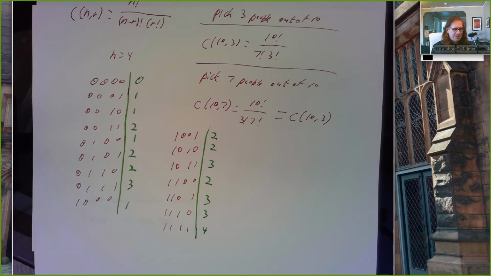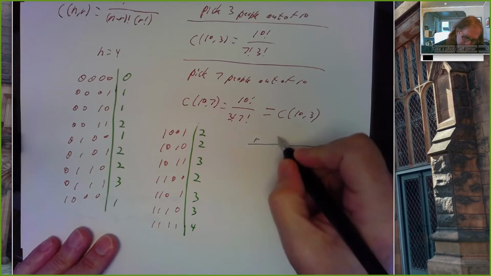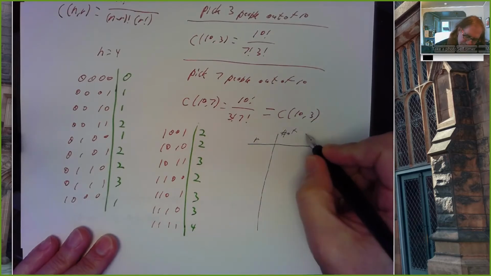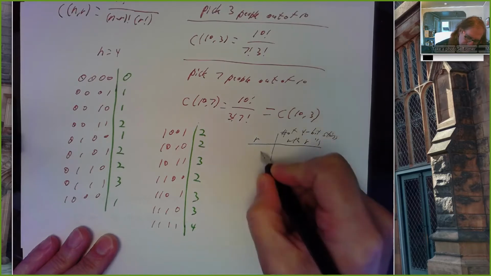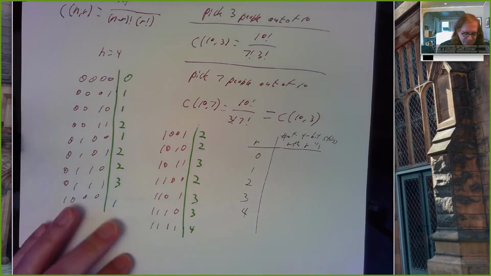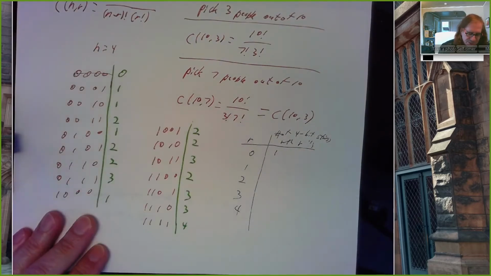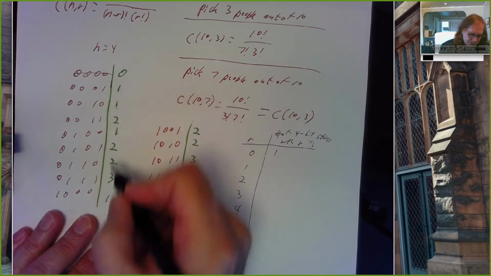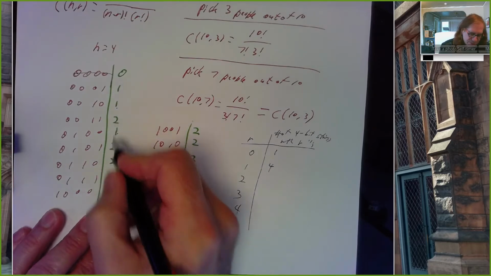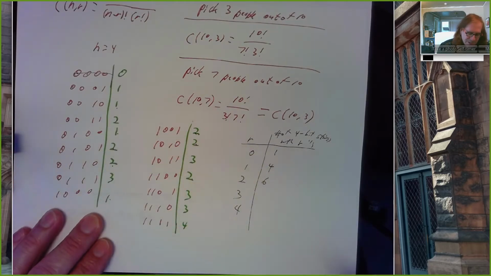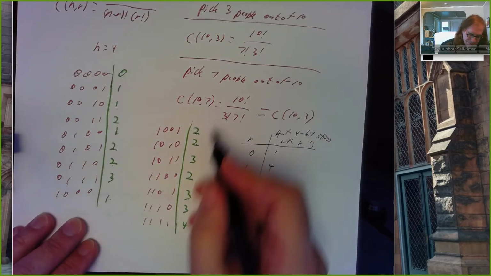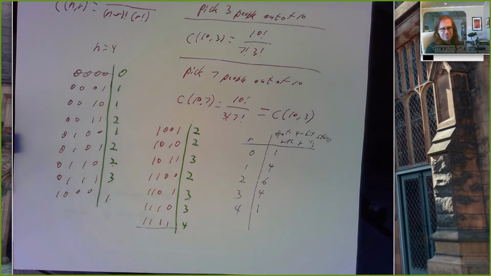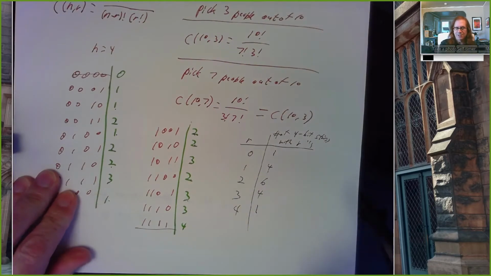So how many, for a given r, 4-bit strings with r ones? How many strings contain no ones? Well, it's just one. It's this number right here. How many contain a single one? 1, 2, 3, 4 of them. How many contain two ones? 1, 2, 3, 4, 5, 6. How many contain three ones? 1, 2, 3, 4. And how many contain four ones? Looks like it's just this one down here, so there's one of those. So the number of n-bit strings with r ones for n equals 4 looks like this.